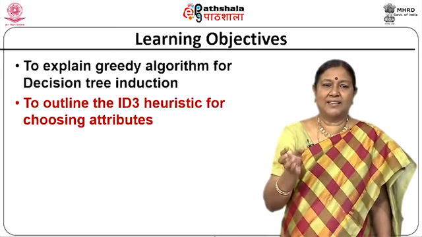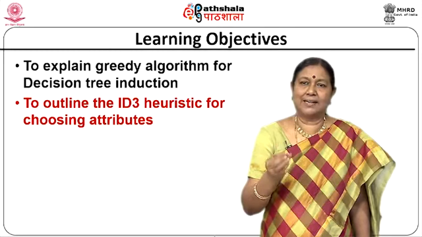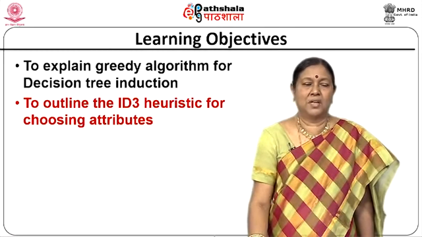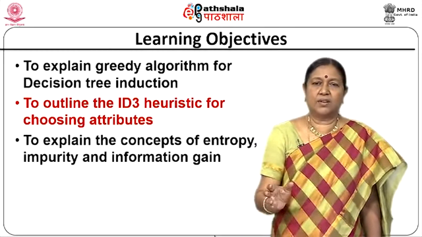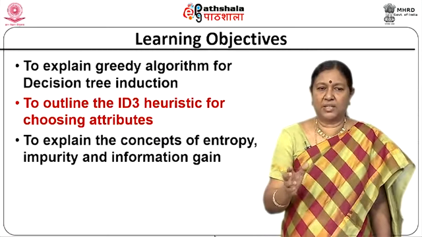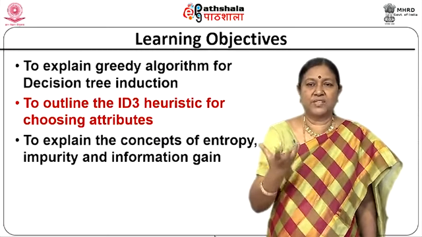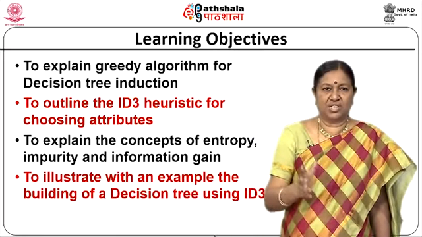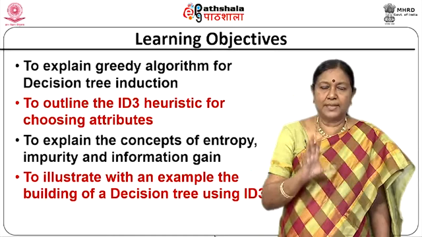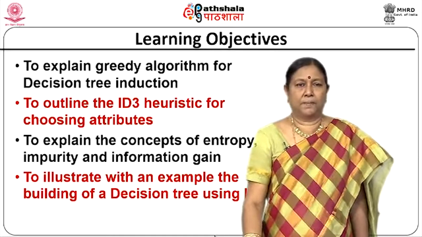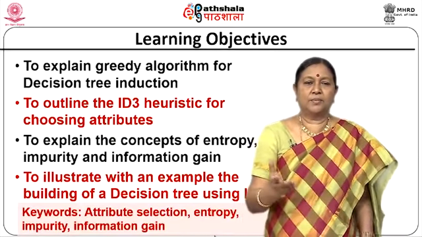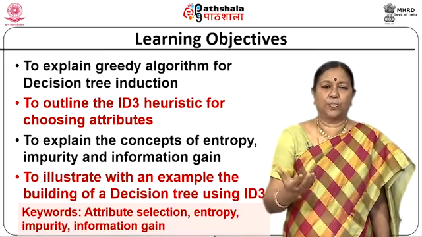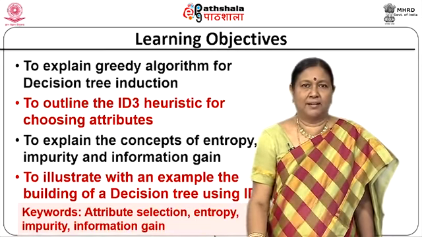And then we outline the ID3 heuristic for choosing the attributes. I will tell you why you need to choose these attributes, and then we will explain the concepts of entropy, impurity and information gain, which is the basis of this heuristic, and then we illustrate with an example the building of the decision tree using ID3. So, this is basically what we are going to do in this particular module. The key attributes are attribute selection, entropy, impurity and information gain.